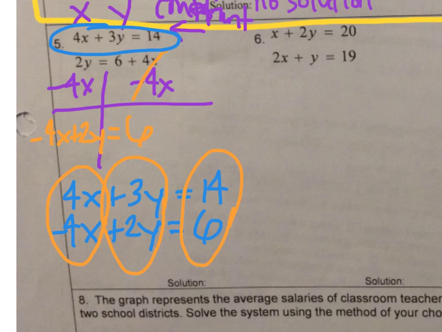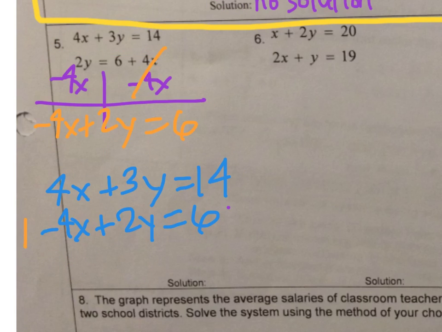Hopefully you notice that the x terms are opposite coefficients. So now let's add the two equations together and solve by elimination. Alright, so 4x plus negative 4x is going to cancel out and equal 0. Positive 3y plus positive 2y is a positive 5y. Bring down your equal sign, and 14 plus a positive 6 is a positive 20.